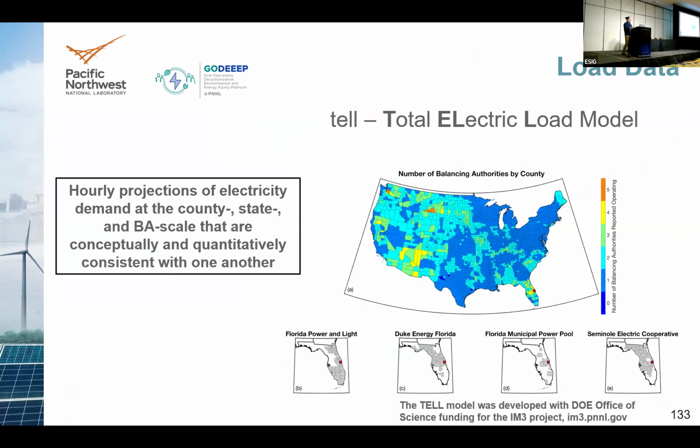So the first set of data that we have that's derived from this thermodynamic global warming data is load data, and it's produced from this model called the total electric load model. It's a machine learning model that produces load, energy demand at different scales. So we have it at the county scale, which I'm showing here, also at the balancing authority scale and at the state scale, which are all consistent with each other.